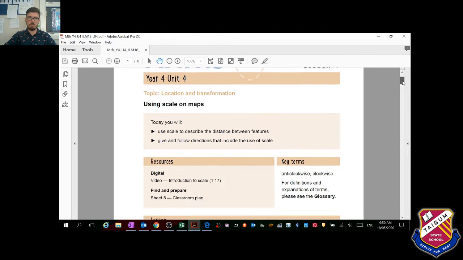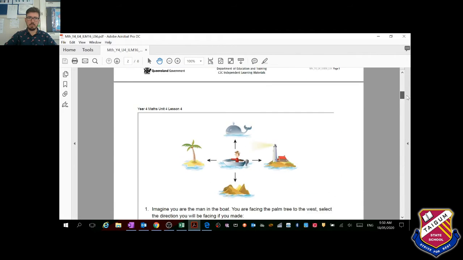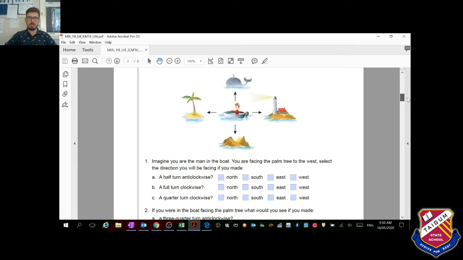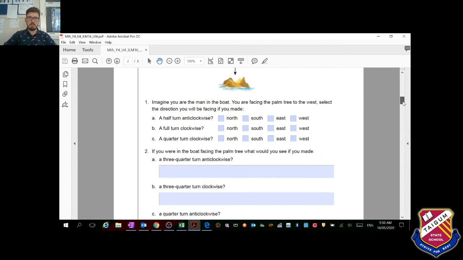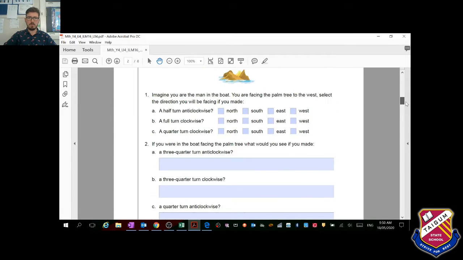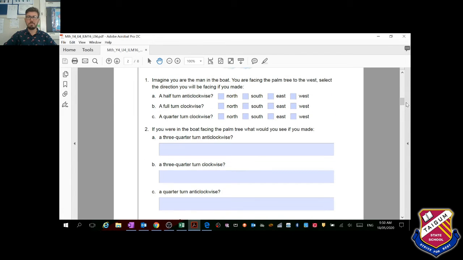So we're going to continue our work on mapping and we're going to look at scale in particular with this one. So I want you to look at these pictures here and I want you to answer number 1 and number 2. Off you go.